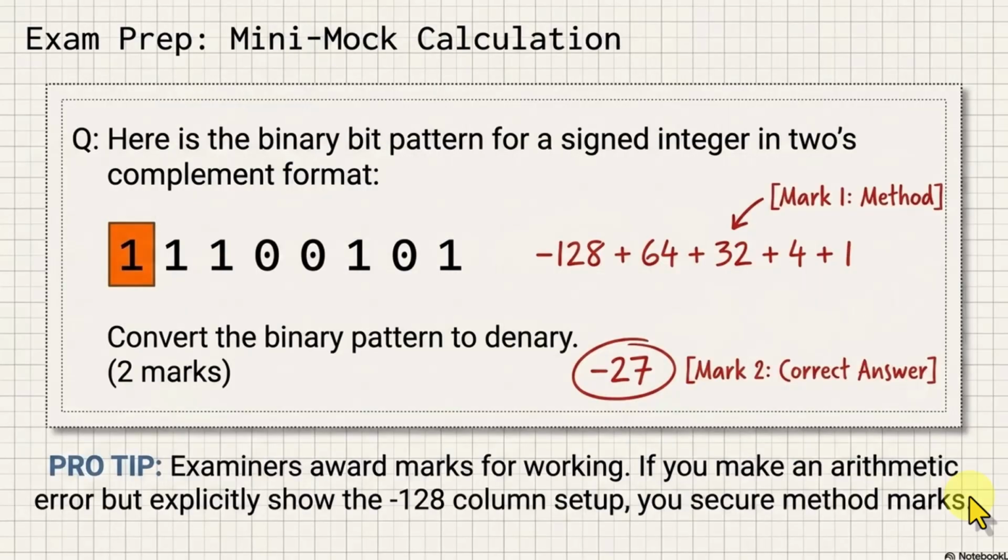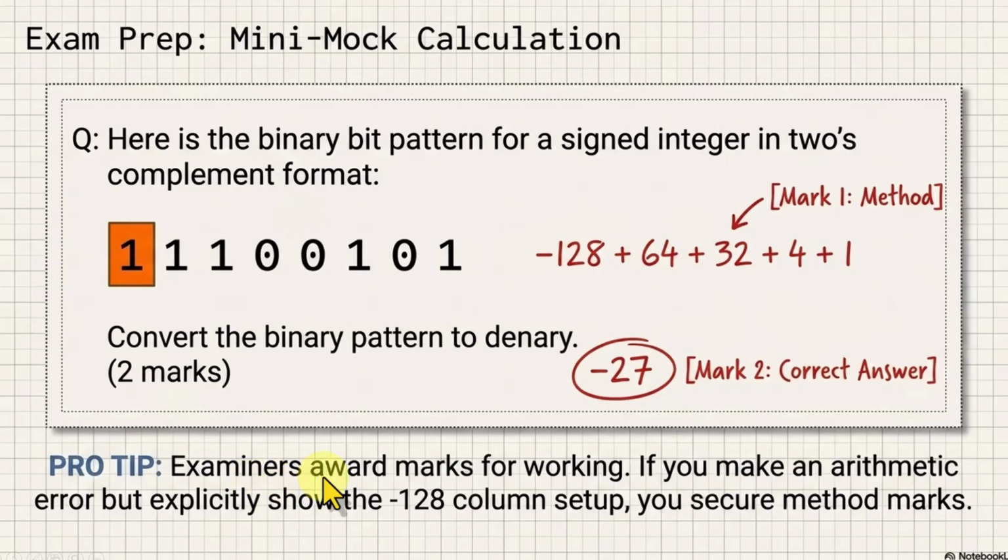Mini mock calculation. Here is the binary bit pattern for a signed integer in 2's complement format. Okay, so we have gotten 1 1 1 0 0 1 0 1. Convert the binary pattern to denary. Okay, so simple, because the question has told us it is 2's complement. So this first one, that is negative 128, plus 64 plus 32 plus 4 plus 1. So that is the method, and adding them together, that will be negative 27. So this bit pattern is for negative 27.